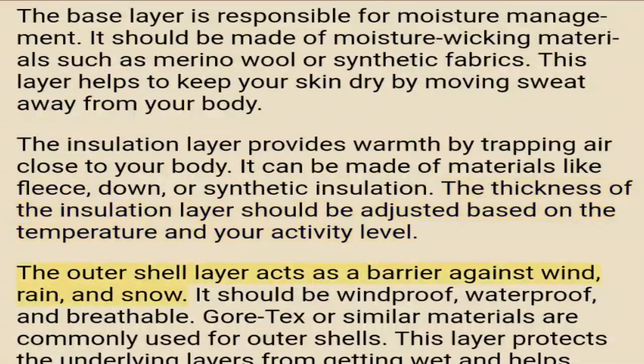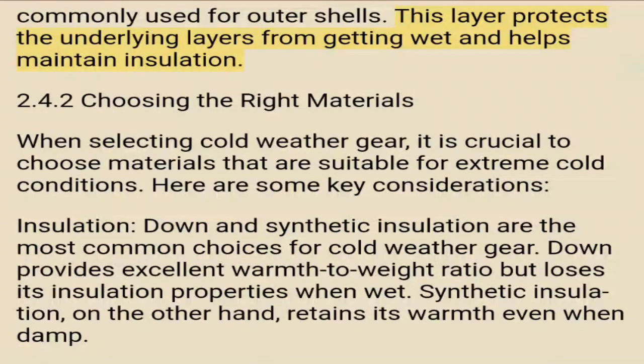The outer shell layer acts as a barrier against wind, rain, and snow. It should be windproof, waterproof, and breathable. Gore-Tex or similar materials are commonly used for outer shells. This layer protects the underlying layers from getting wet and helps maintain insulation.